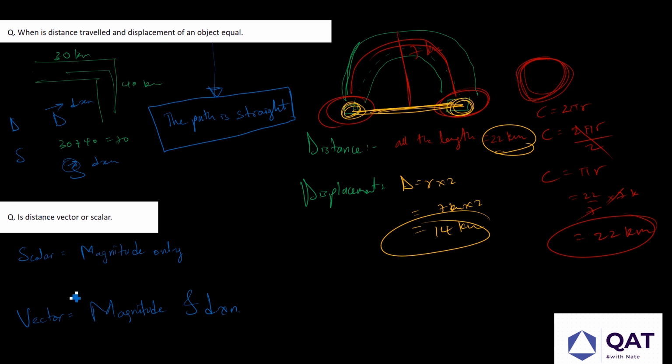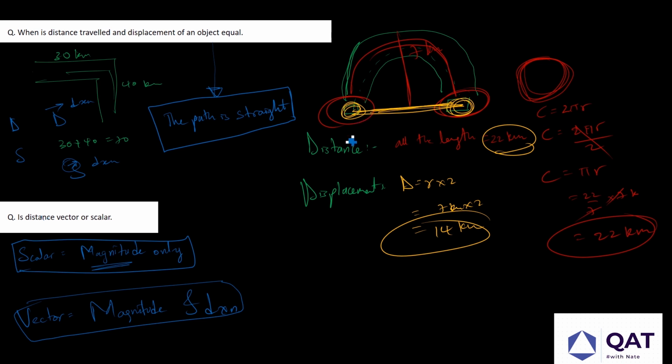Continuing from this, the question is, is distance a vector or scalar? In the previous portion we discussed that we don't need to specify the direction when we talk about distance, so distance is just scalar, we just need to specify the magnitude only. However, displacement is a vector, because in displacement we need to specify the direction. For example, here when we did the displacement, we just calculated it as 14 kilometers, but we didn't specify the direction, but we had to.